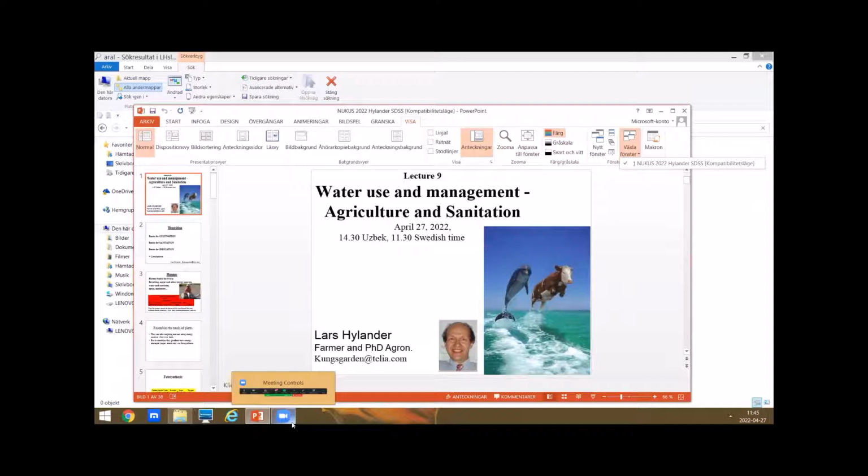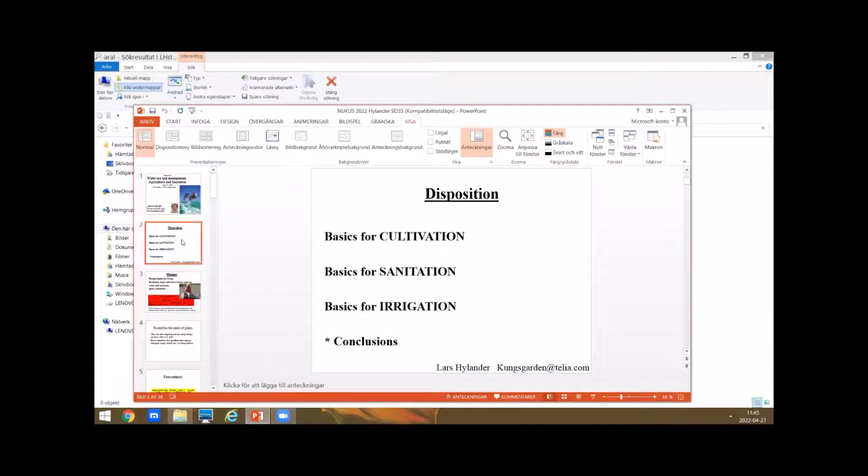I'll talk about water use and management, agriculture and sanitation. And I have thought about the following disposition. To some basics for cultivation, some basics for sanitation, and then some basics for irrigation, and then short conclusions at the end.